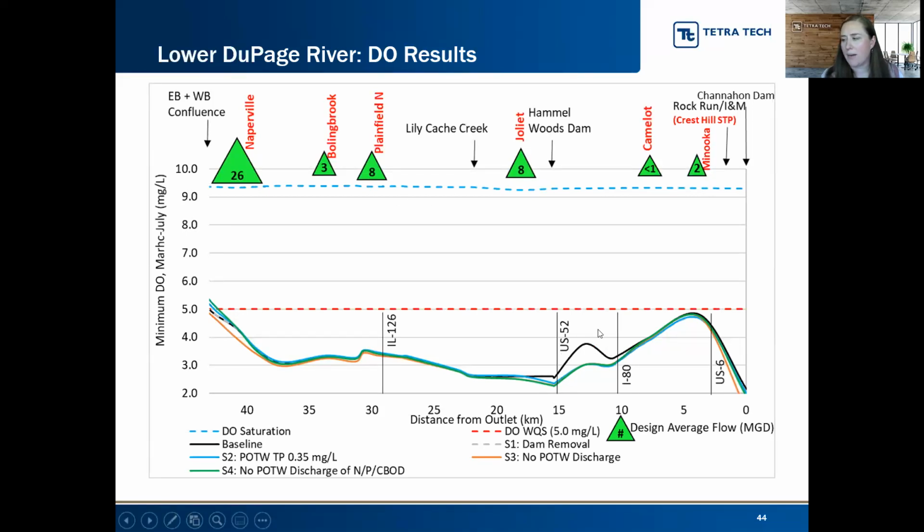One thing that I wanted to point out here is that the black line is the baseline, and when the dam was removed, you see a decrease in the minimum dissolved oxygen. Does that mean that the dam removal is bad? No, it is serving its purpose in a myriad of other ways, but the slight fall of water over that dam, that reaeration boost that was happening in that specific location, is no longer happening. That's fine. Just keep that in mind, that's why you see that difference there.